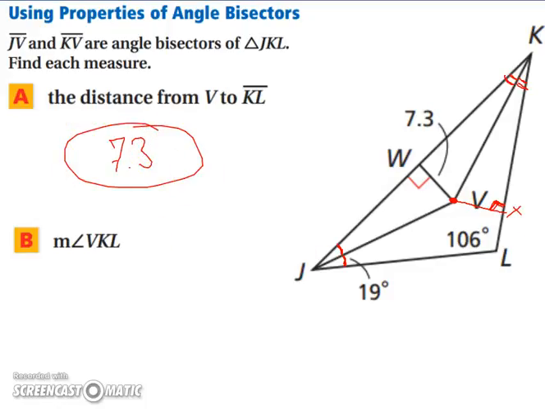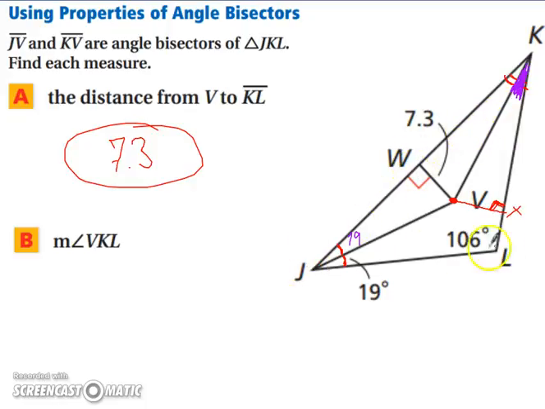Now we're getting a little bit trickier. We have the measure of angle VKL. So VKL. We're looking for the measure of this angle right here. Well, if this one's 19, we know this one's 19. And since we know that angle JLK is 106, we can put our 19, our 106 together. And we know that a triangle has to be 180 degrees. So we can use that fact to try to figure the rest of it out.